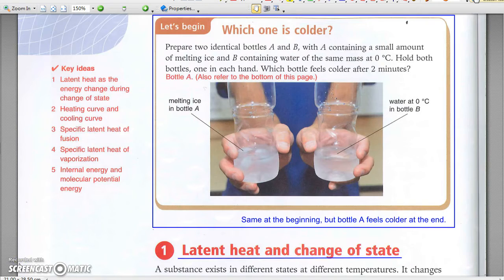1. Latent heat and change of state. Both beakers will absorb heat from the surroundings, including your hands. Temperature of water in container B will rise immediately. For container A, there is some ice. The temperature will remain at 0 degrees Celsius until all the ice has melted. So container A will remain cold for a longer time.